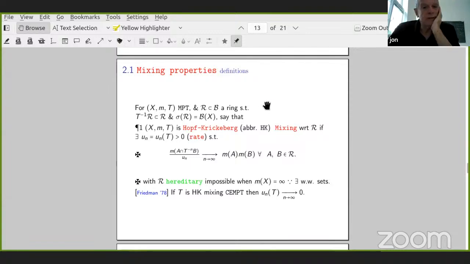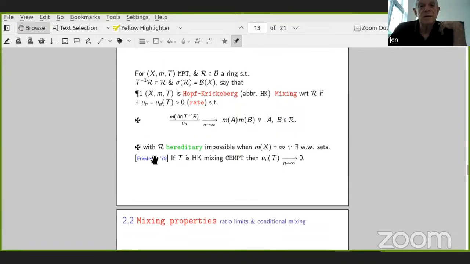So the first thing one sees here is that if you had A equals B equals a weakly wandering set, this is not going to be possible. Yes, this is going to be positive eventually, but it's going to be zero infinitely often if I had a weakly wandering set. Since every set of finite measure contains a weakly wandering subset, you're not going to get this with a hereditary ring. Hereditary ring meaning that it's closed under taking measurable subsets.